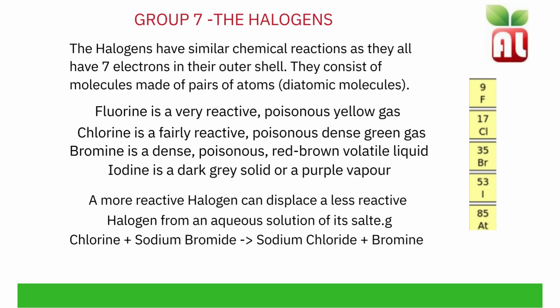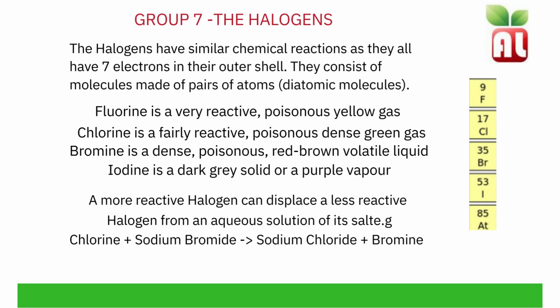The halogens undergo displacement reactions. A more reactive halogen can displace a less reactive halogen from an aqueous solution of its salt. For example, chlorine plus sodium bromide will produce sodium chloride plus bromine. This is because the chlorine is more reactive than bromine. Going down group 7, the reactivity decreases. This is due to the increased number of electron shells as you go down the group.